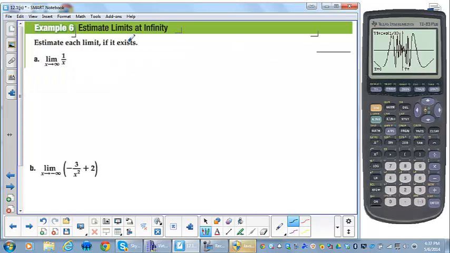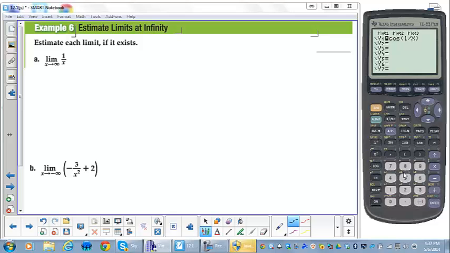Estimate each limit if it exists. So how about the limit as x approaches infinity of 1 over x? Let's look at 1 over x. 1 divided by x. Let's clear this. And we'll graph 1 over x. And I am very zoomed in, so let's change that. If we go zoom number 6, that's the standard window. And notice that as x approaches infinity, 1 over x is leveling out to 0. So this is equal to 0.